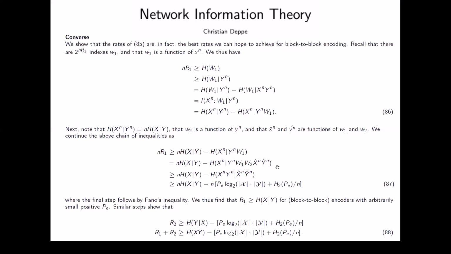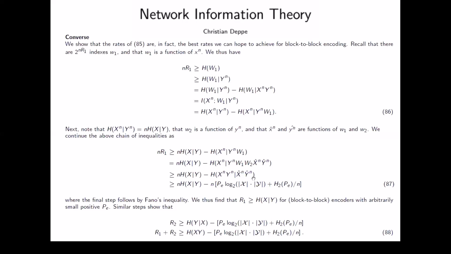Now we remove some conditions. So we remove the condition Y^n, W1, and W2. When we do this, this entropy can only get bigger. So the total term can only get smaller. So we know this term here is smaller than this term here. But now here we can do what we do every time, or most of the time. We apply our Fano inequality and can write here minus n times PE log 2 of the cardinality of X times the cardinality of Y, plus binary entropy of PE over n.